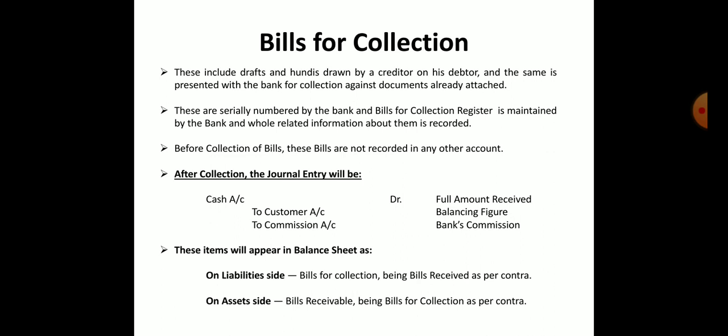The most important topic is bills for collection, which we have considered in the balance sheet under schedule number 12. These include drafts and hundis. Hundis are basically used by the shahukars. Hundis are drawn by the creditor on his debtor, and the same is presented to the bank for collection against documents already attached. Basically, we have studied the concept of bill of exchange.